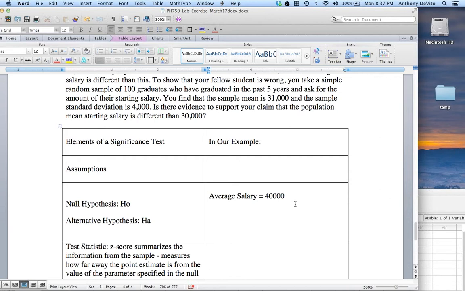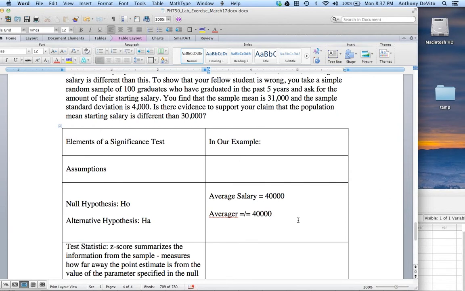Now, I'm going to make up an alternative hypothesis. What's my alternative hypothesis going to be? It can only be one thing. If the null hypothesis is that the average salary is equal to 40,000, my alternative hypothesis is that the average salary is not equal to 40,000.